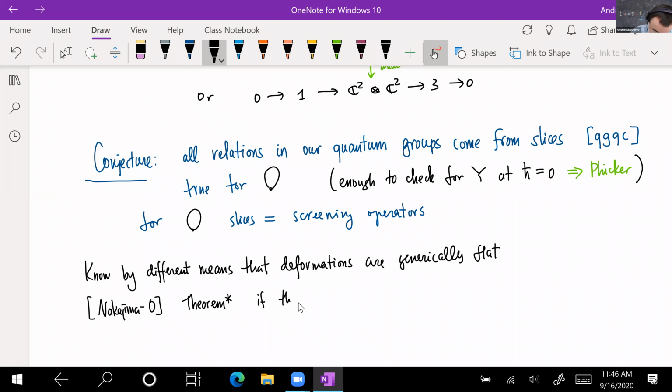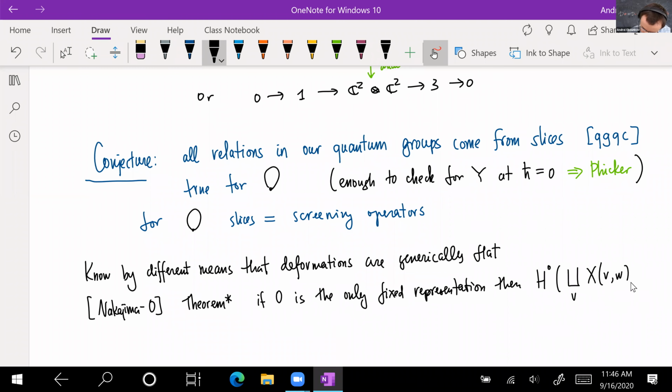if the fixed locus, if 0 is the only fixed point, then this representation, the cohomology of some X over all V, is irreducible. And there are some other results of that kind. So if there is no slice available, then the representation should be irreducible, and in fact it's true.